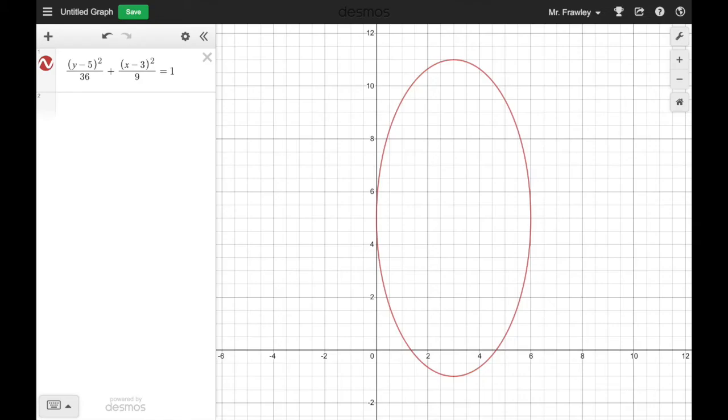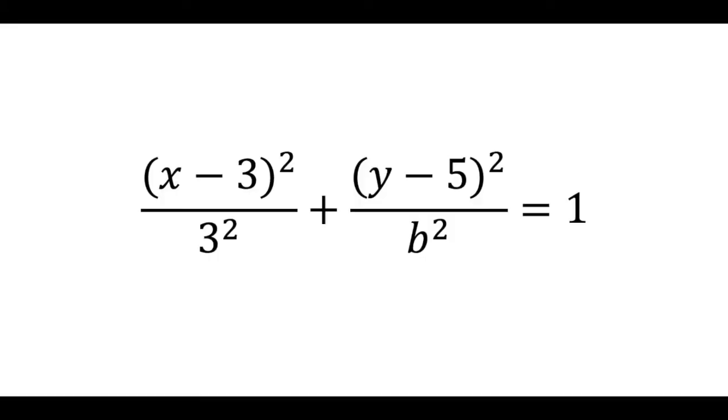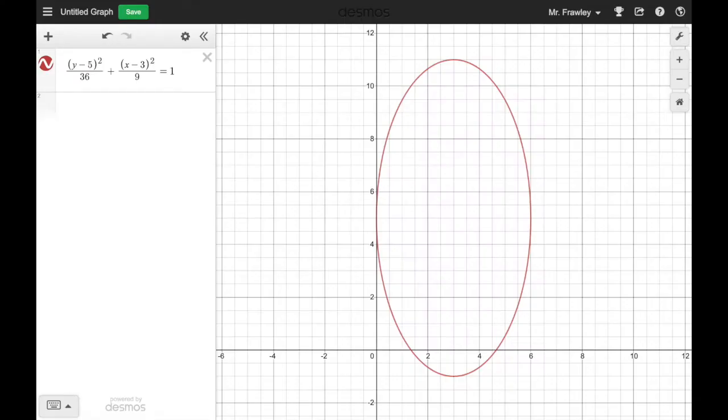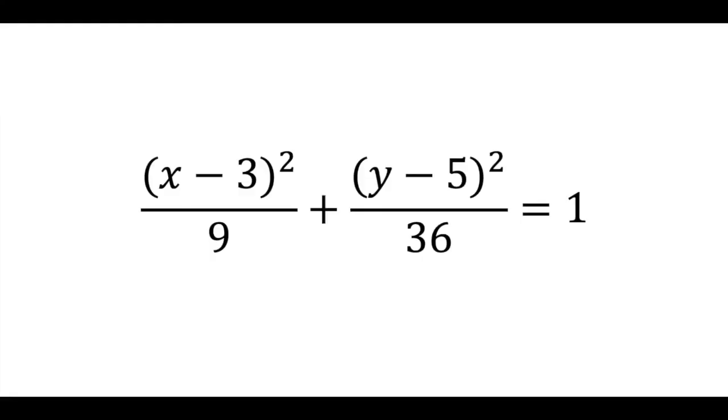The x-axis length is 6, so half of 6 squared is 3 squared, which is 9. The y-axis length is 12, so half of that squared is 36. Our final formula is (x minus 3) squared over 9 plus (y minus 5) squared over 36 equals 1.